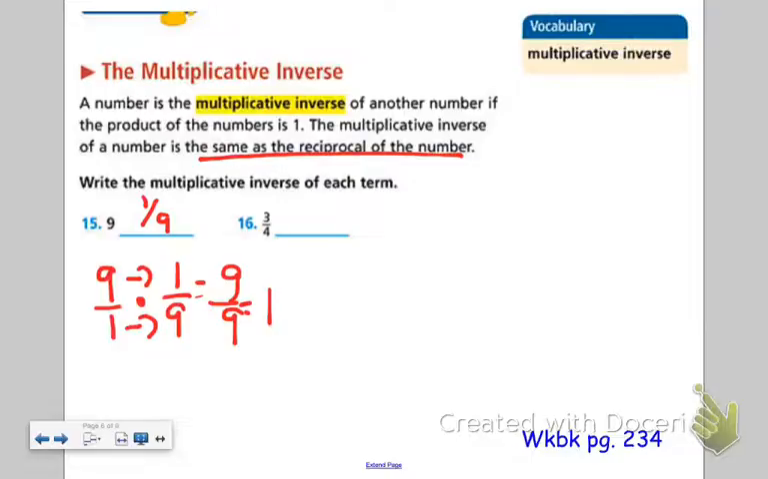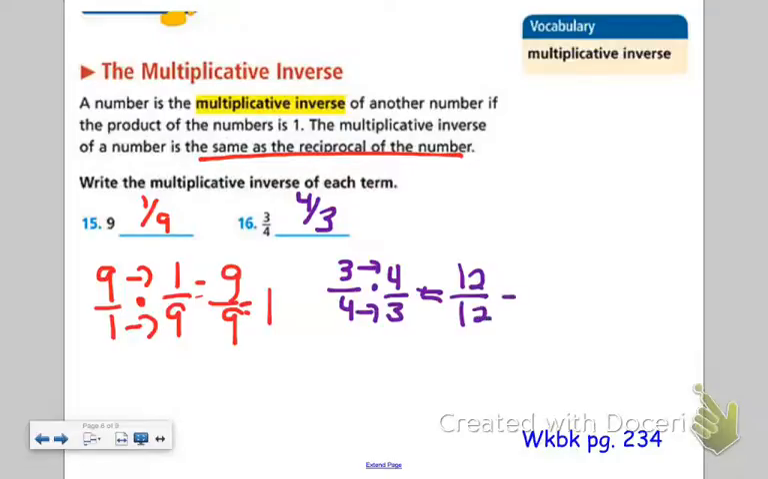How about 3/4? Well, that's pretty simple. The reciprocal of 3/4 would be 4/3. Just flip it around. And we can check it. 3/4 times 4/3. 3 times 4 is going to give me 12. 4 times 3 is going to give me 12. And that gives me a product of 1. So 4/3 is the multiplicative inverse of 3/4 because when I multiply them together, I get 1.